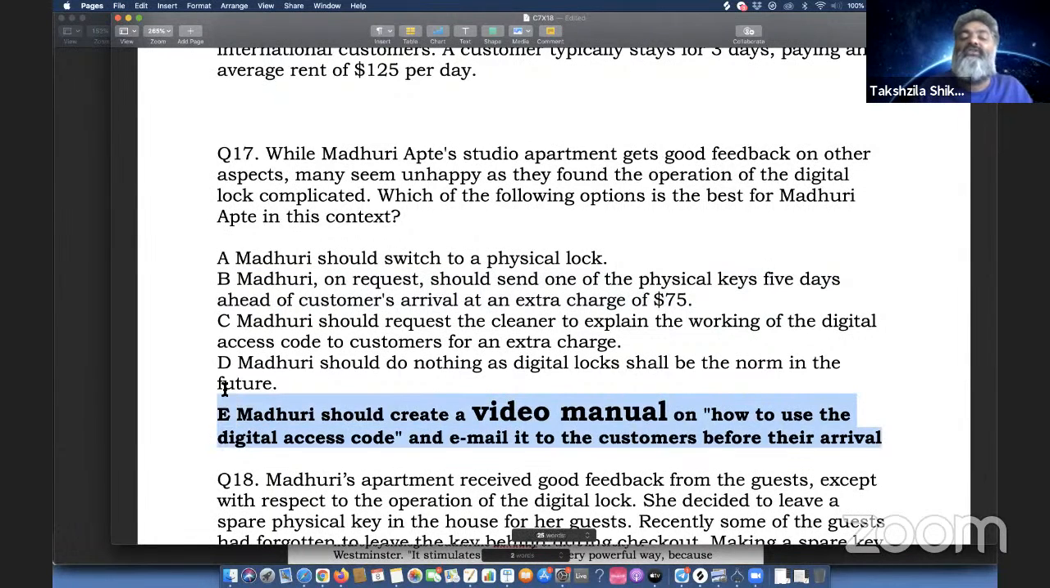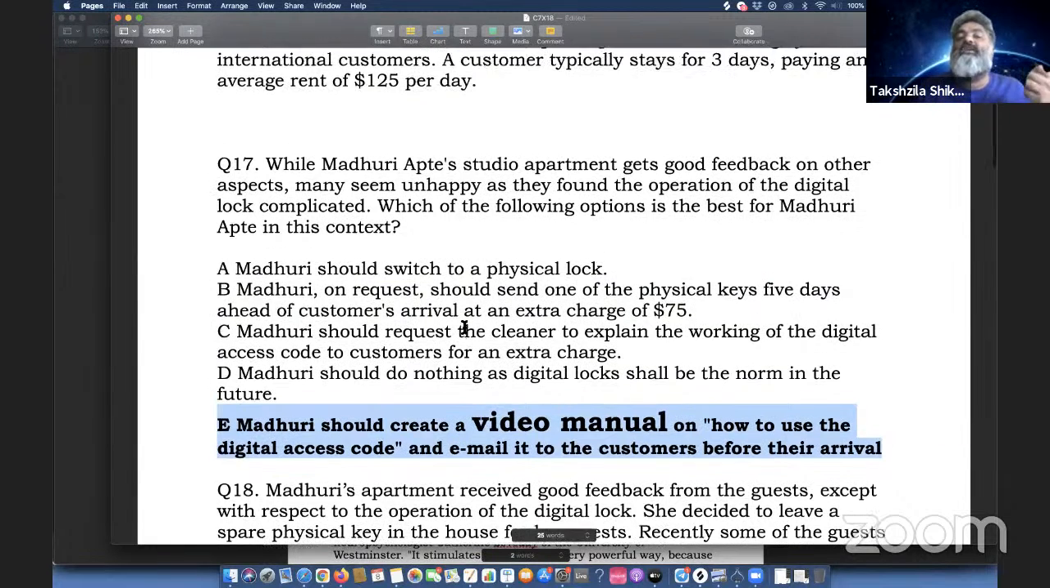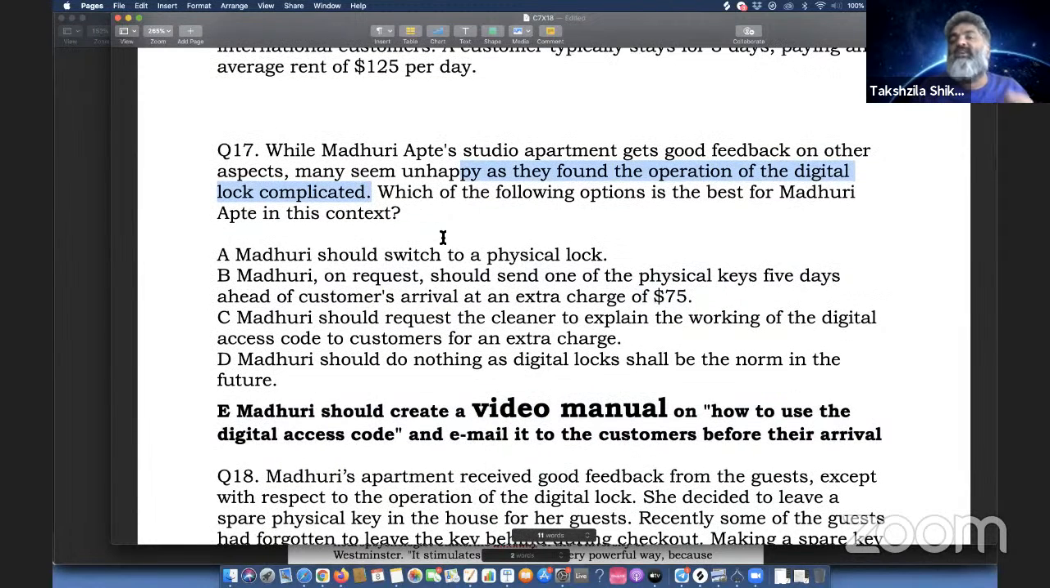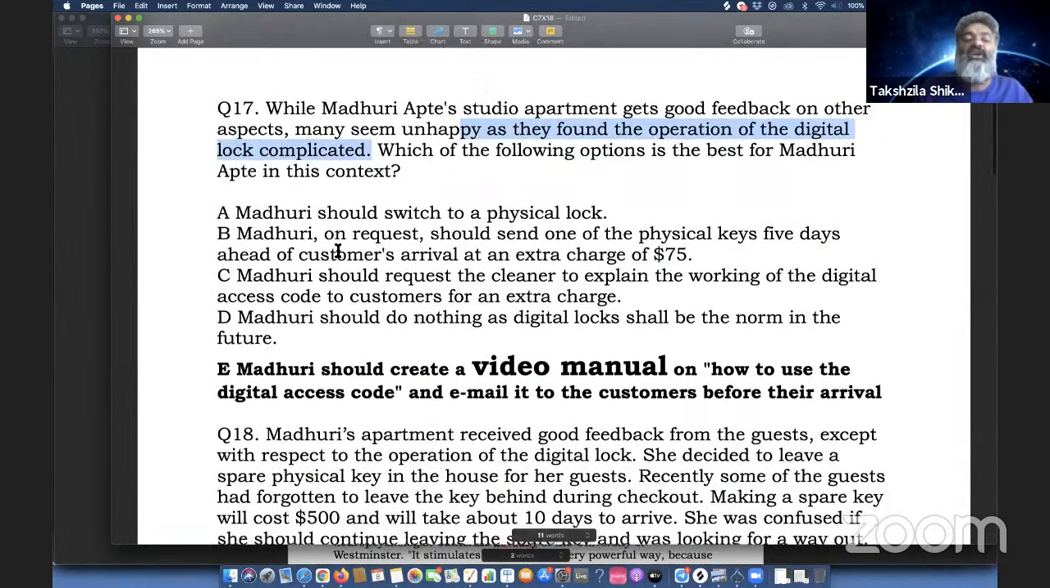Because the problem is only in operating the lock. The maid is operating the lock. Nobody says that the lock is faulty or there's a problem with the lock, right? So the only problem is they found the operation complicated. So make that process simple where the problem is, right? So I hope you understand why B is not the best choice.